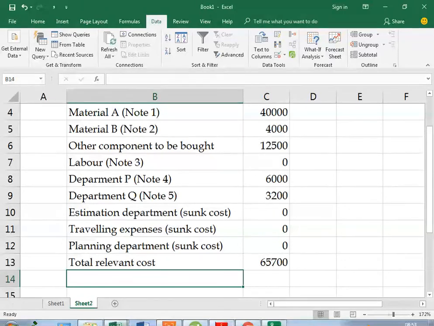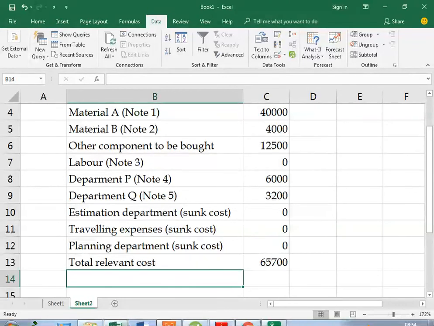The company should take up the contract, as there is a net benefit of rupees 4,300, in bracket 70 minus 65,700. Any doubts on this? Clear?